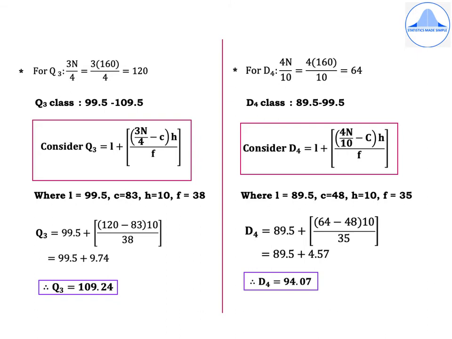Then consider D4 equal to L plus 4n by 10 minus C into H divided by F, where L is equal to 89.5, C is equal to 48, H is equal to 10, F is equal to 35. So you get D4 equal to 89.5 plus 64 minus 48 into 10 divided by 35, which is equal to 89.5 plus 4.57. Therefore, D4 is equal to 94.07.